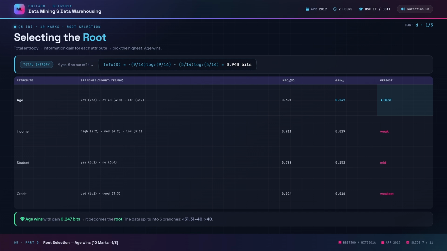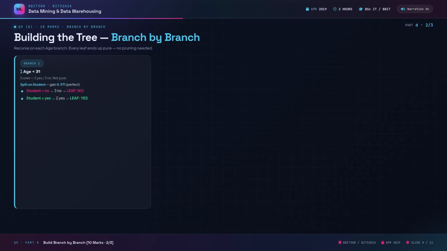Second, the 31 to 40 branch. 4 rows, all yes, already pure. No further split needed. This becomes a leaf that simply predicts yes.